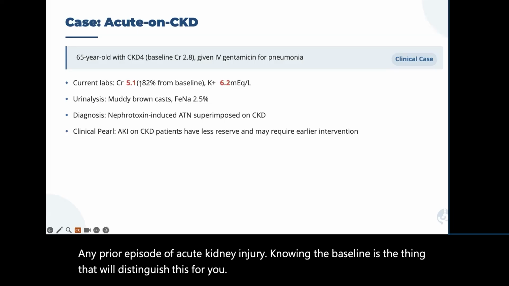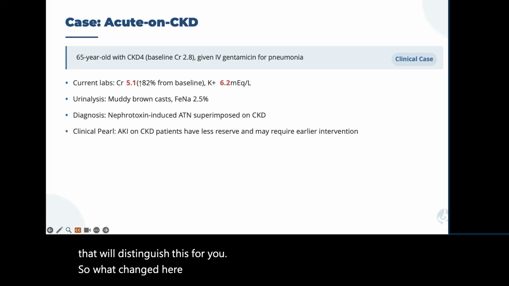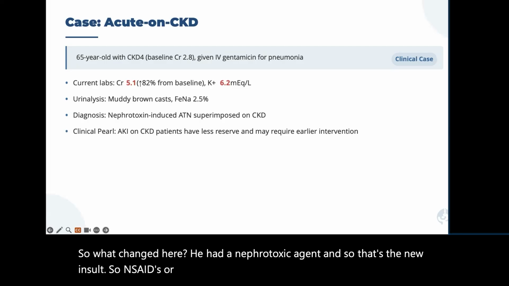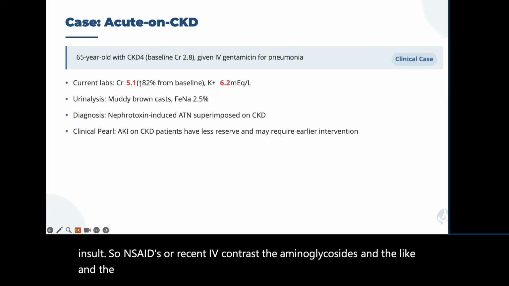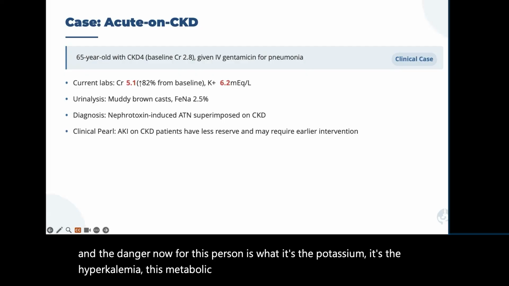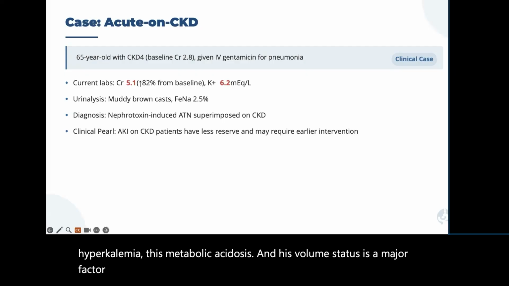So what changed here? Well, he had a nephrotoxic agent, and that's the new insult. NSAIDs, recent IV contrast, aminoglycosides and the like. And the danger now for this person is what? It's the potassium, the hyperkalemia, this metabolic acidosis, and his volume status is a major factor. So what do you do for this person?